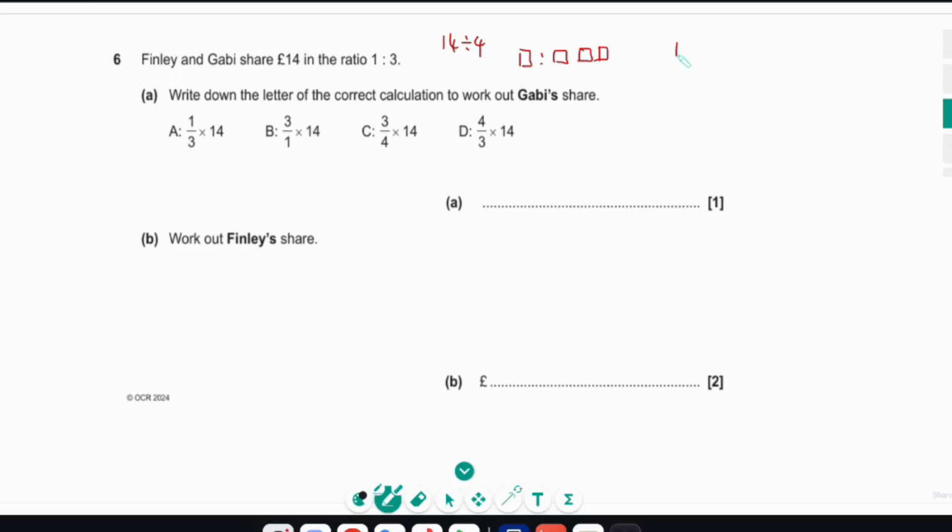So that's the same as working out a quarter of 14. Once you've worked out a quarter of 14, to work out Gabby's share, because Gabby's got 3 lots, we then times that by 3. So 3 lots of a quarter is 3/4. So it's this one here, 3/4 times 14.